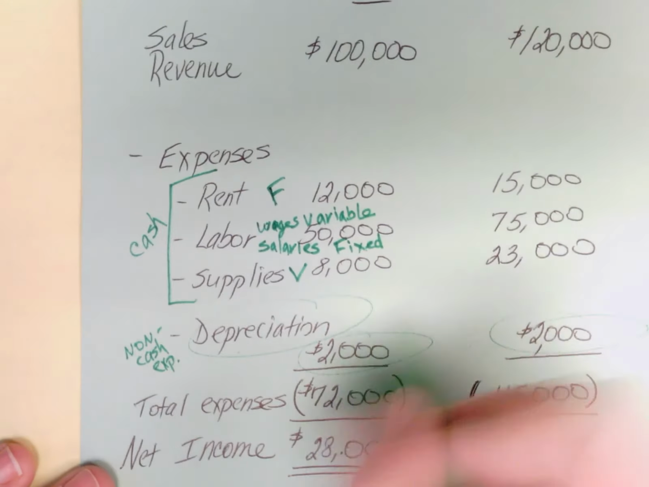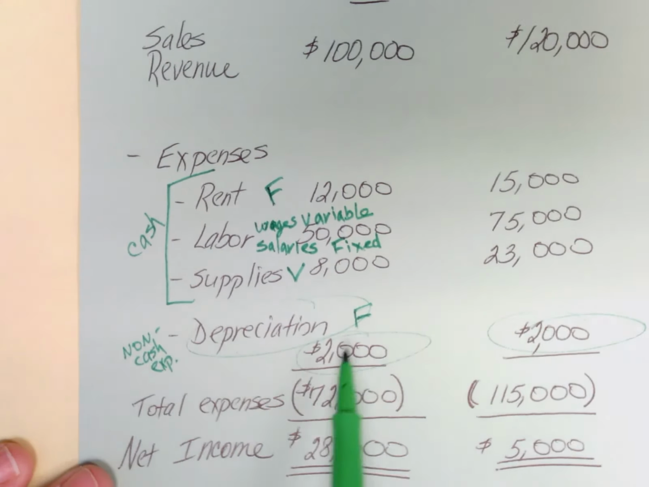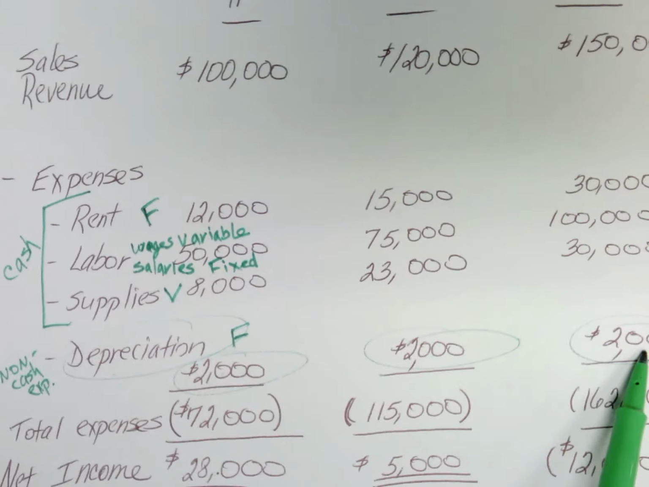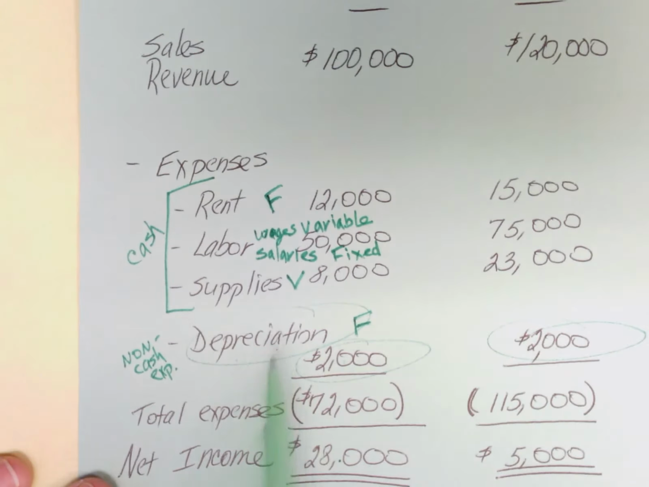Depreciation, it's fixed for the year. This was straight line depreciation. So depreciation is the same, $2,000 per year. So it is fixed in nature and doesn't change as that asset is being depreciated.